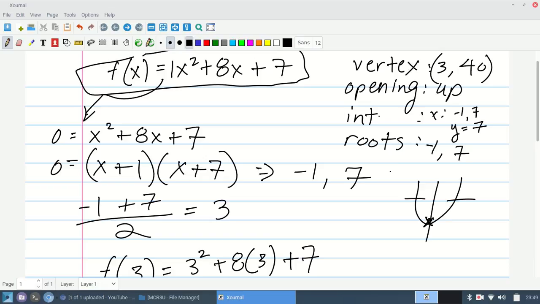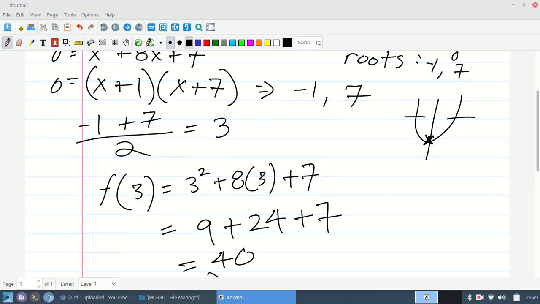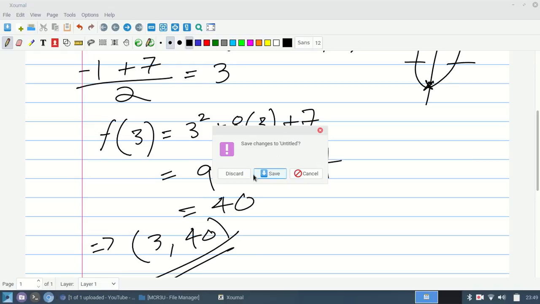And I can actually plot this. I just need a vertex at 3, 40, opening up, and those intercepts, and the plotting should be straightforward. Okay, so that's the first question. So I discard this, and then I do the second question.